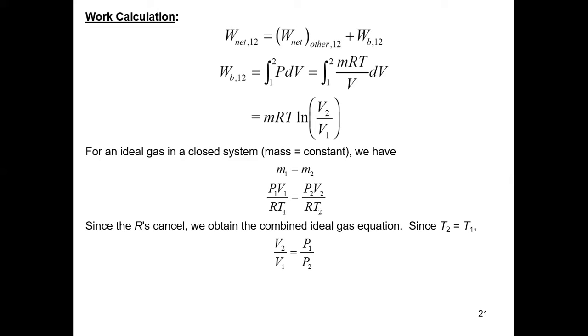It's MRT ln V2 by V1. For an ideal gas closed system, mass is constant. M1 is equal to M2. So P1 V1 divided by RT1 is equal to P2 V2 divided by RT2. Since R's cancel, we obtain the ideal gas equation. And the temperature is same. T2 is equal to T1. Okay.